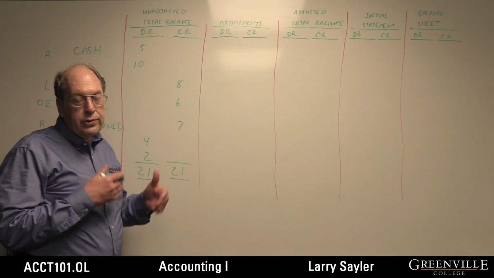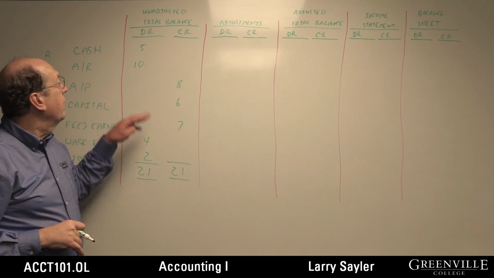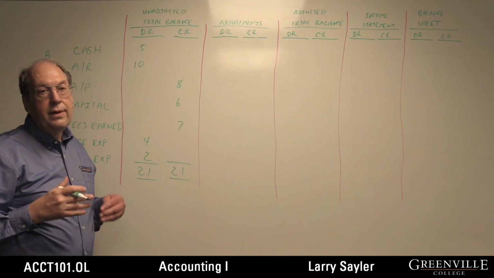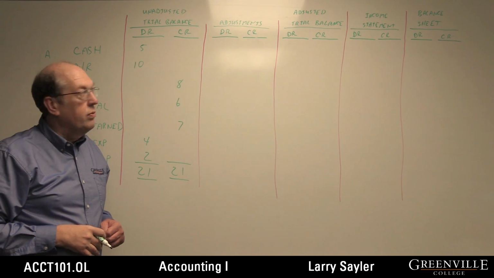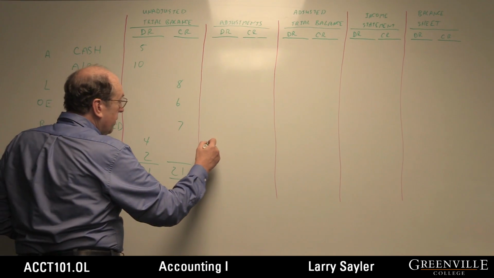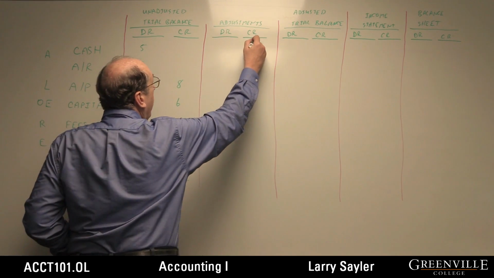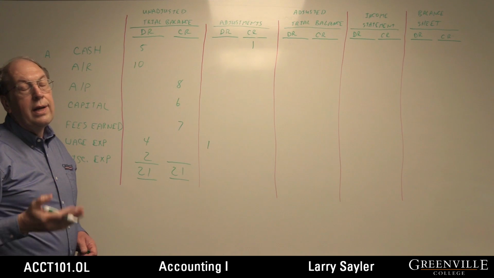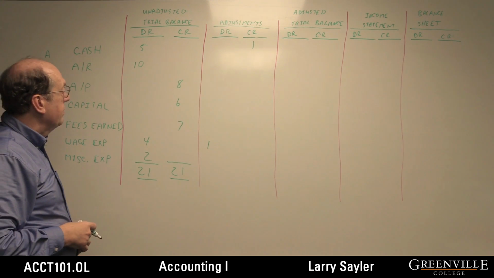Now, I said this builds on each other. So once we have our unadjusted trial balance in, we make the adjustments like we talked about in Chapter 3. And I'm going to do two adjustments. We paid some wages. So we're going to put $1,000 of wage expense and we're going to credit cash, reduce cash for the $1,000.